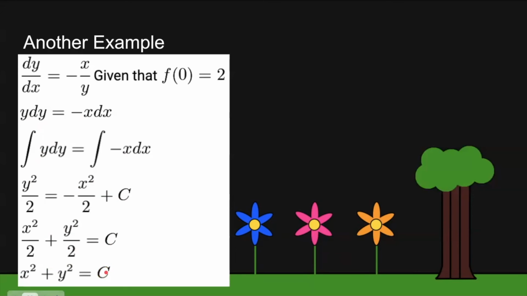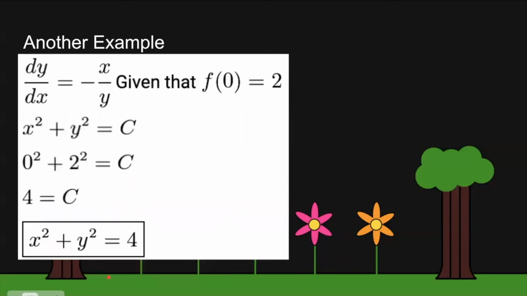All right, so if we weren't given that f of 0 is equal to 2, then this would be the answer. But since we're given that, we need to solve for c. So we plug in 0 for x and 2 for y. We can solve that c is equal to 4. So the final answer is x squared plus y squared is equal to 4.